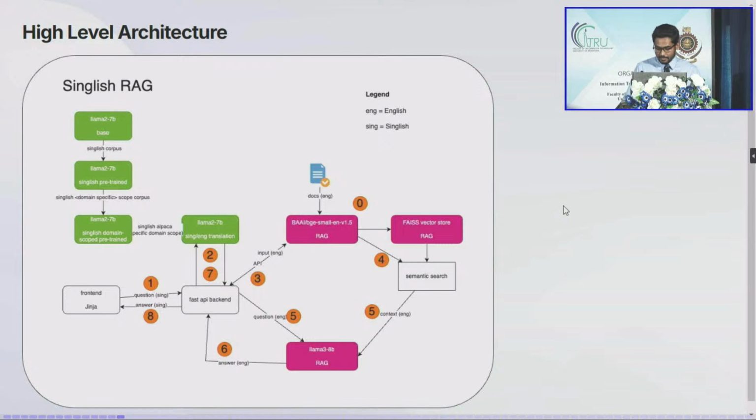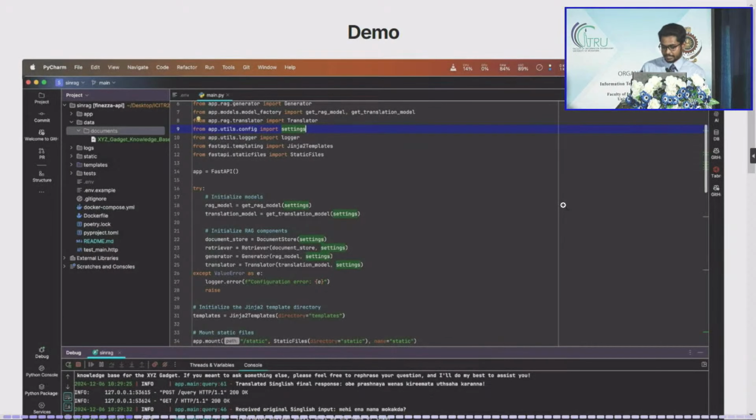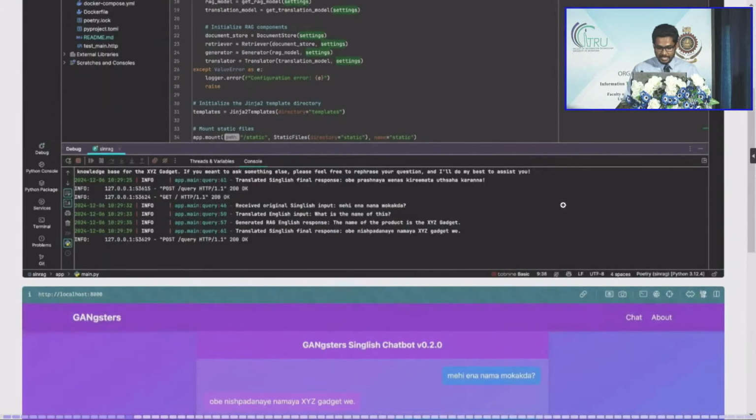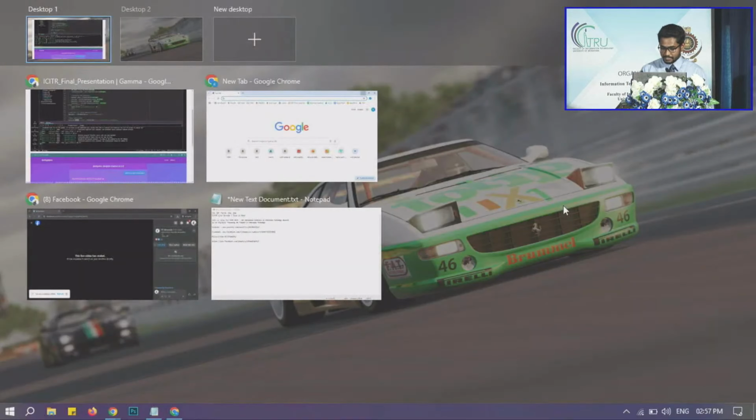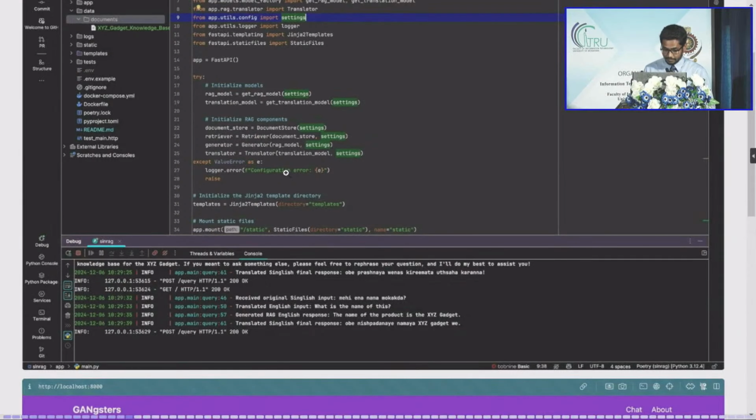And also, we give the ability to input English documents as in the traditional RAG, but within our framework, we can input Singlish and also output Singlish as well. So you can see, this is a sample demo. We have built a chatbot as well. We have deployed it on Azure, but right now it's not available.